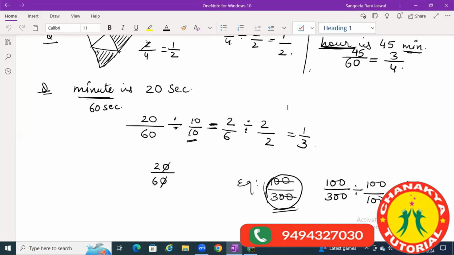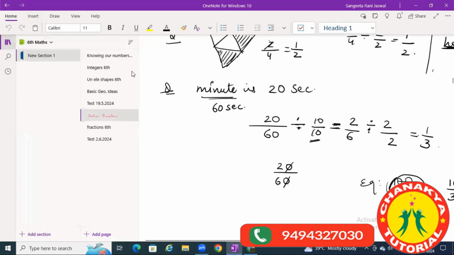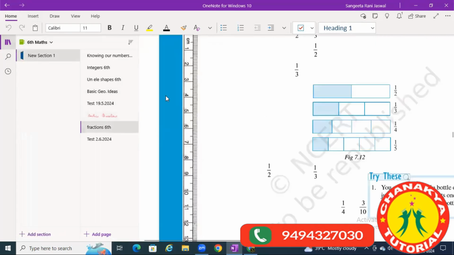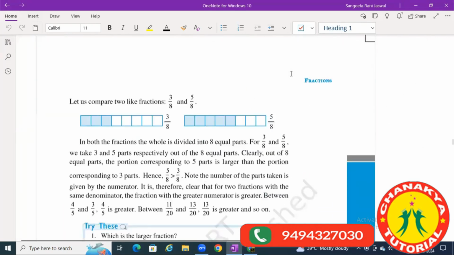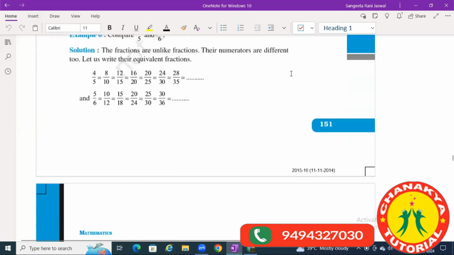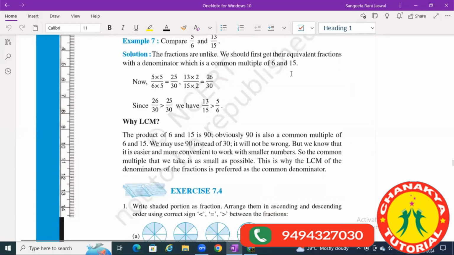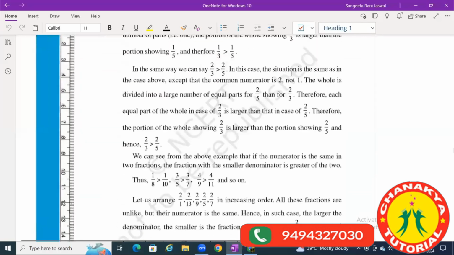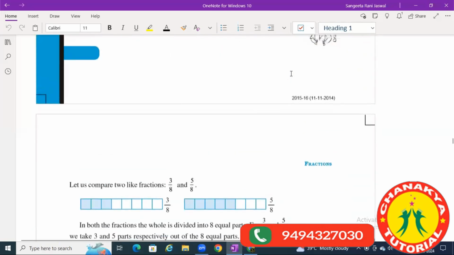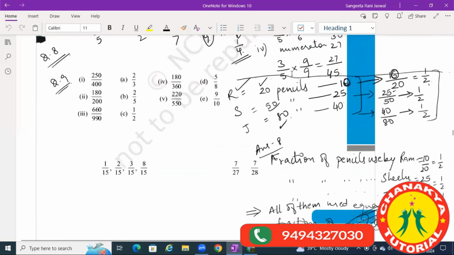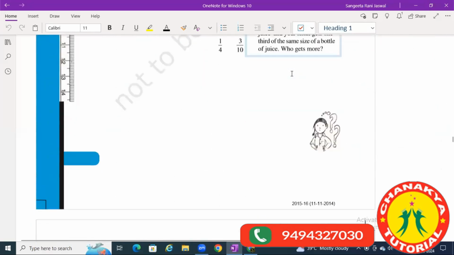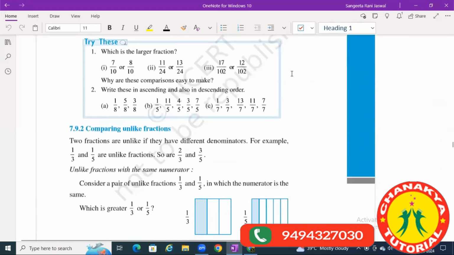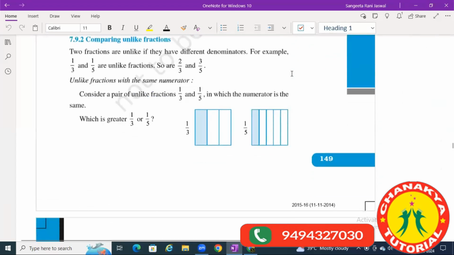Okay, I'm just looking into the book, what we had done. In yesterday's class, we were doing the book exercise on equivalent fractions. Okay, today we'll be doing comparing fractions, right, Neha? Yes, ma'am. Comparing unlike fractions.